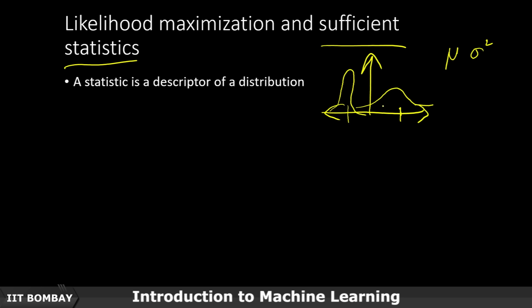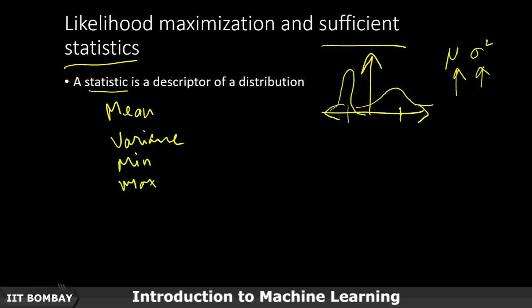So there are certain distributions where, if you estimate certain statistics of those distributions, you will be able to find the maximum likelihood parameters of those distributions. So let's look at what those statistics mean. What is a statistic? First of all, it's a descriptor of the distribution. Examples of statistics could be the mean, the variance, min, max, etc. Anytime you take the distribution and you reduce it to one number, that is a statistic, and that one number is a descriptor.